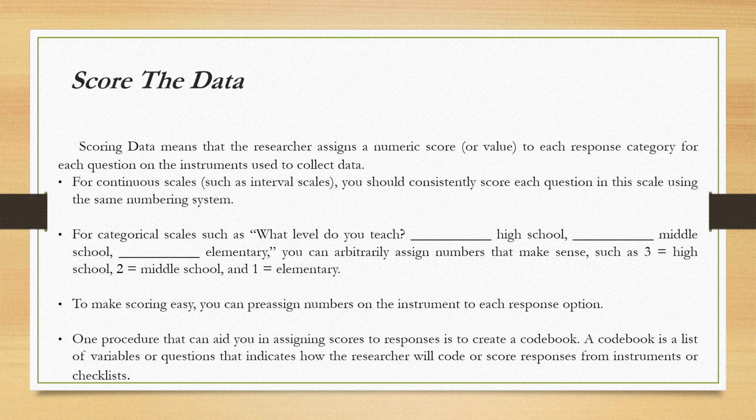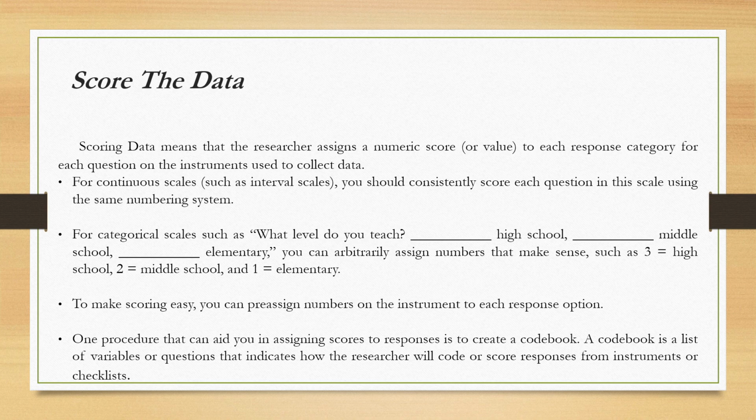Score the data. Scoring data means that the researchers assign a numeric score or value to each response category for each question on the instrument used to collect data. For continuous scales, such as interval scales, you should consistently score each question in the scale using the same numbering system.